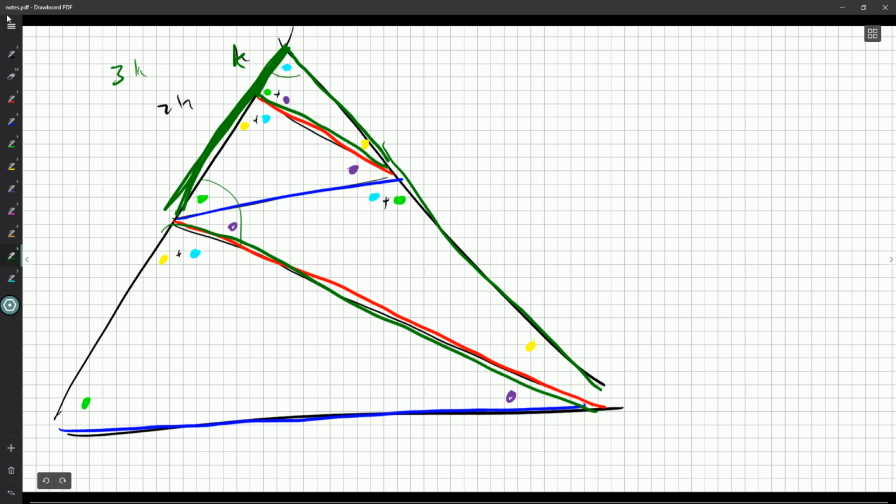So to call that K, maybe call this one length L. Then this would have to be 2L to make the whole thing 3L. And if this here is M, then this one needs to be 3M. Okay, so let's get rid of the green.